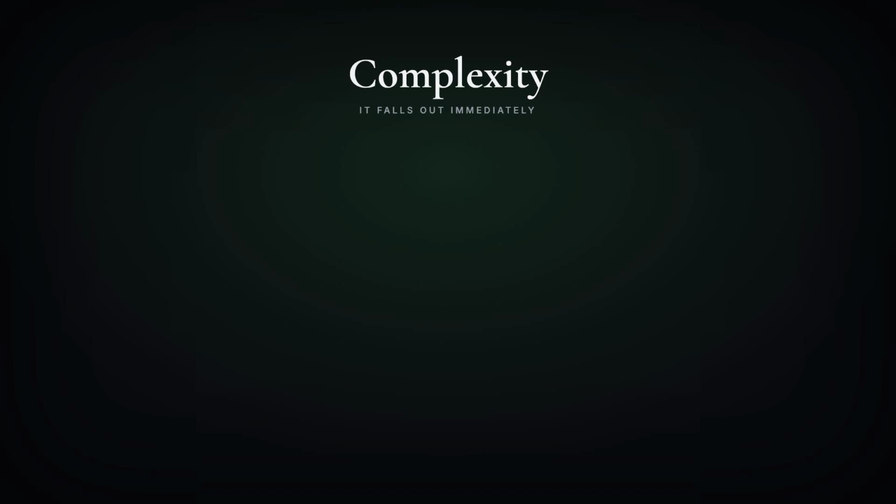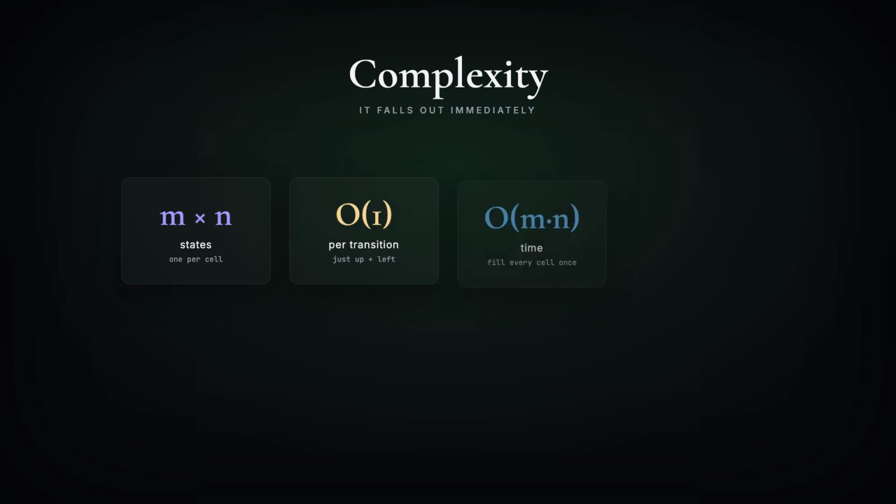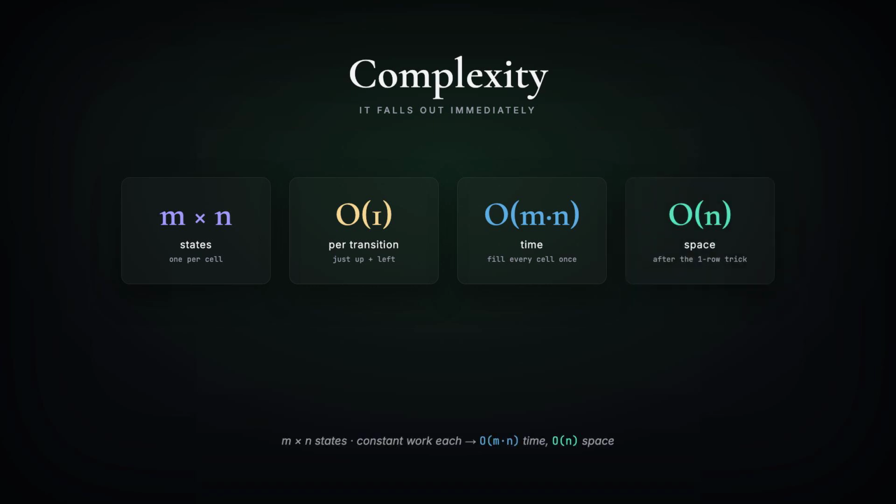The complexity falls out immediately. There are m times n states, and each transition is constant time. So the time is order m times n. And after the space optimization, we only store one row, order n space.